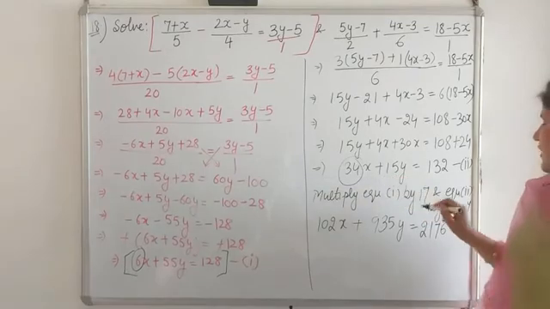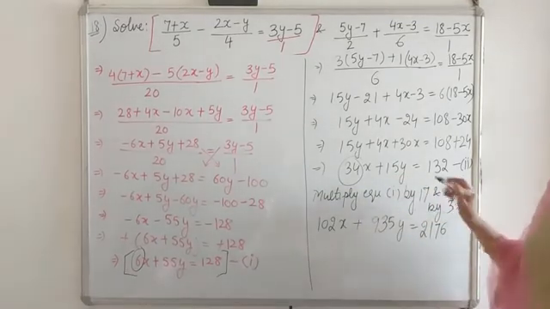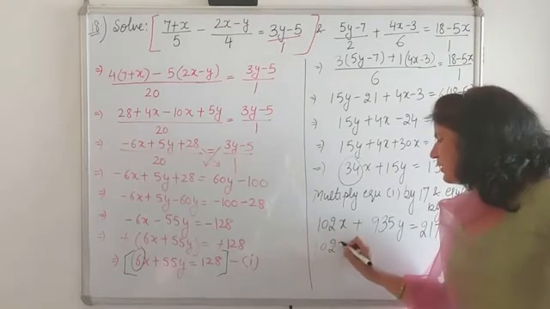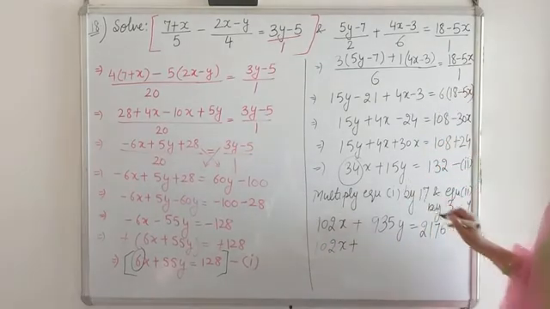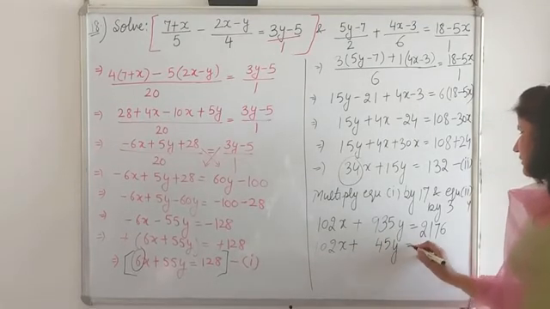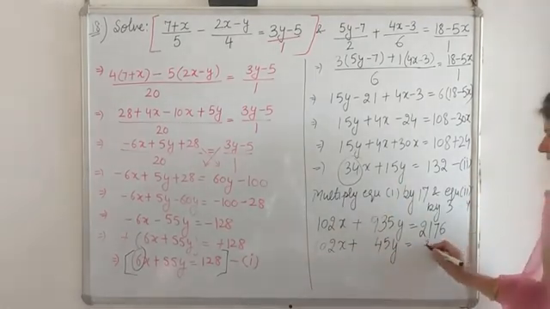This equation you have to multiply by 3. 34 into 3, 102x. 15 into 3, 45. And here 3 into 132, 396.